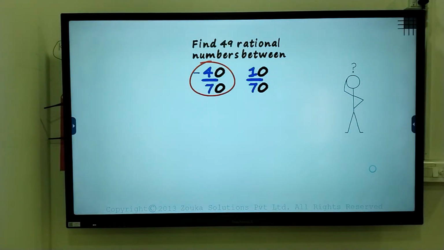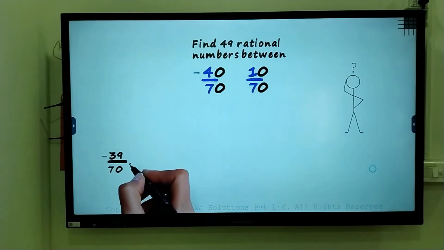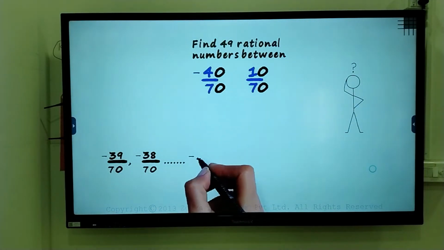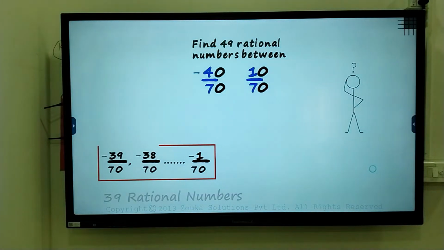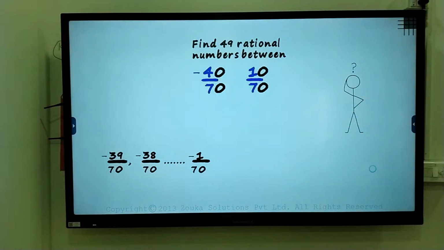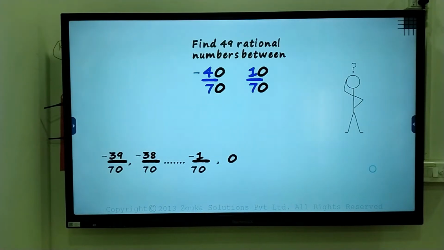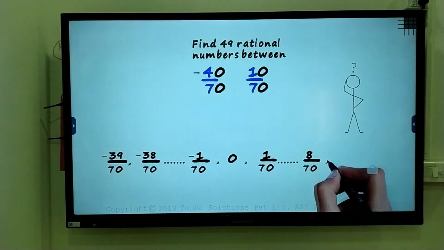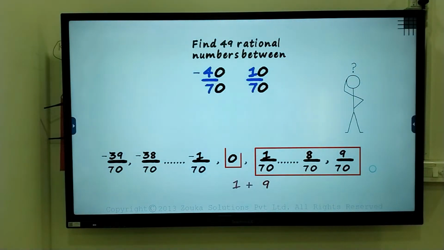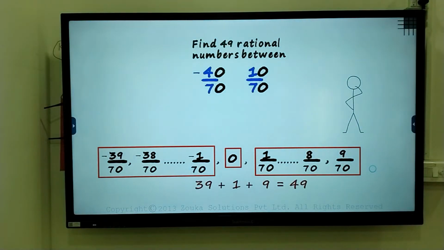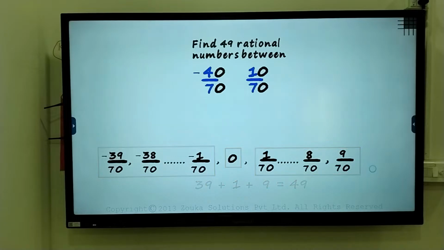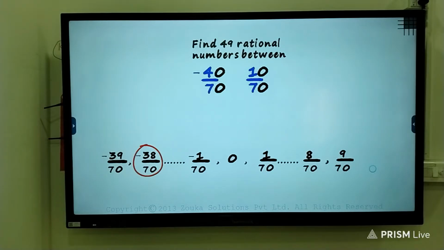On the negative side, we can start with minus 39 by 70, minus 38 by 70, and so on up to minus 1 by 70. That gives us 39 rational numbers in between. We need 10 more. 0 is also a rational number in between. And on the positive side, we can start with 1 by 70 and go on up to 9 by 70. So we found 9 plus 1 plus 39, 49 numbers in between minus 4 by 7 and 1 by 7. They are minus 39 by 70, minus 38 by 70, and so on up to 9 by 70.